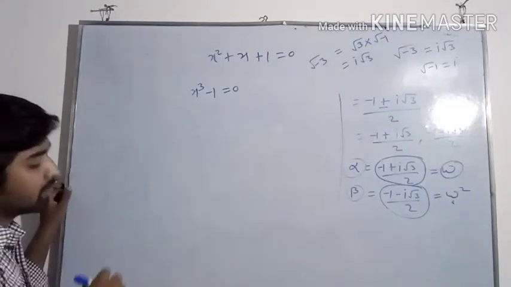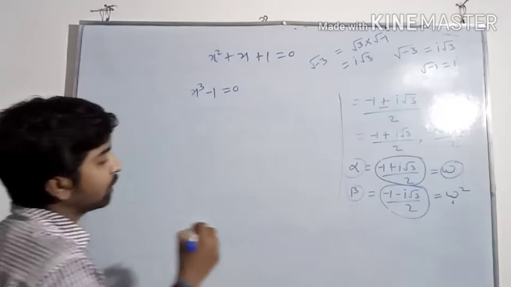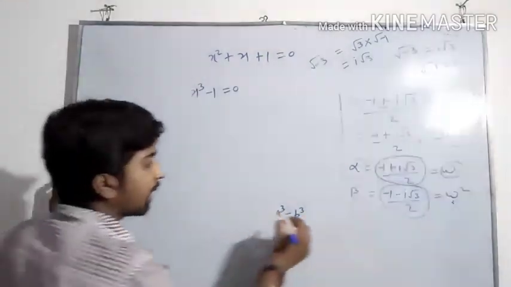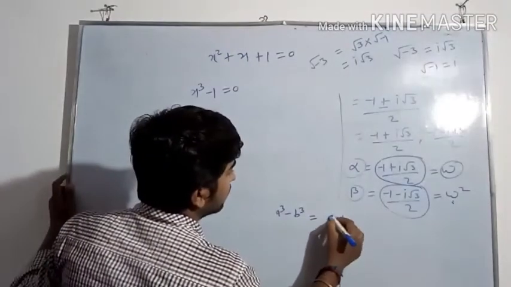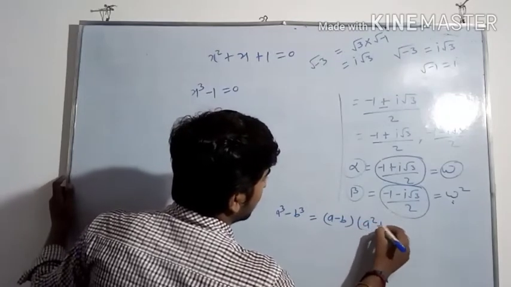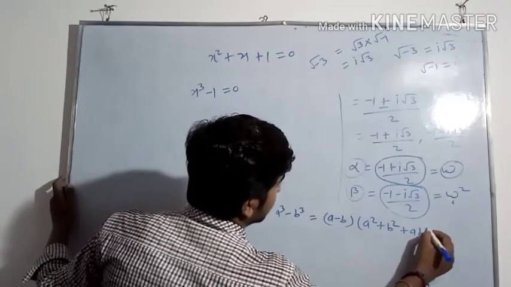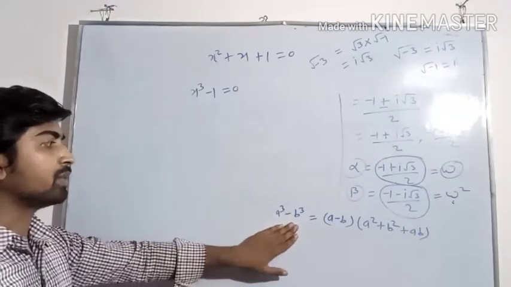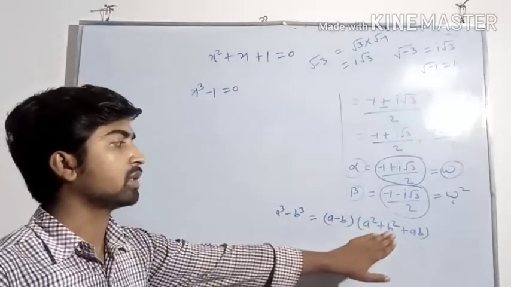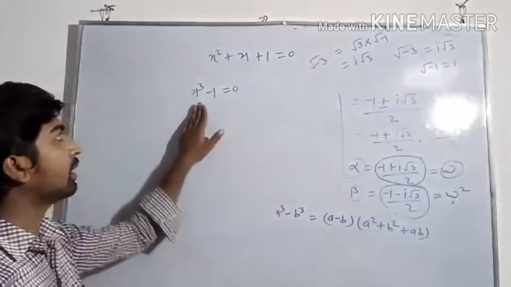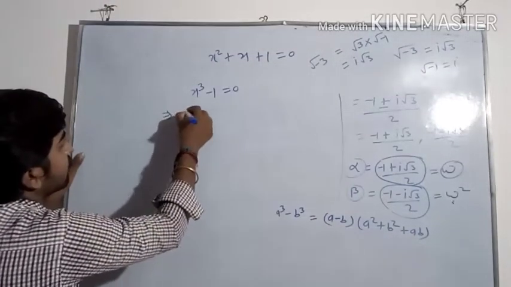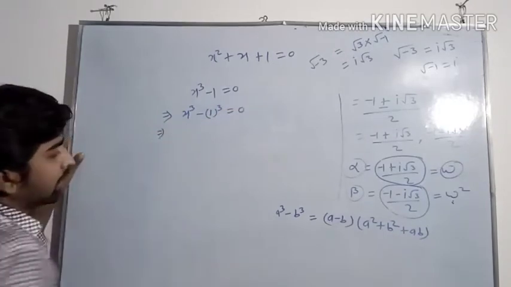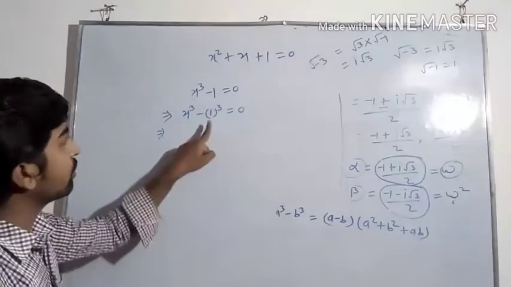To find out the roots of this cubic equation, first of all we will use a formula: a cube minus b cube equals a minus b into a square plus b square plus ab. You already know about this formula, students. Now we will use this formula here, because we can write this cubic equation as x cube minus cube of 1 equals to 0. Now here a is equal to x and b is equal to 1.